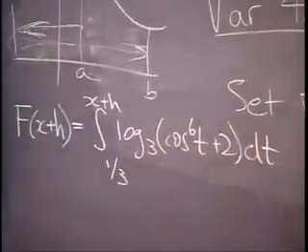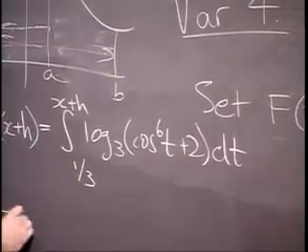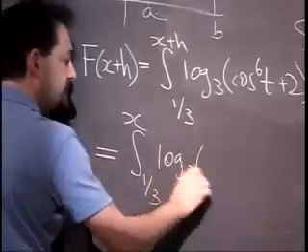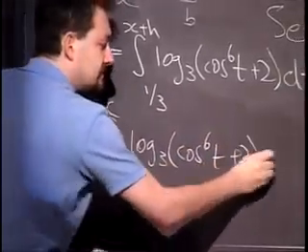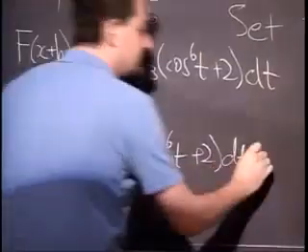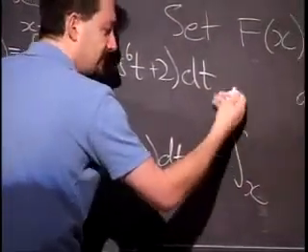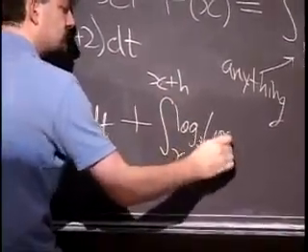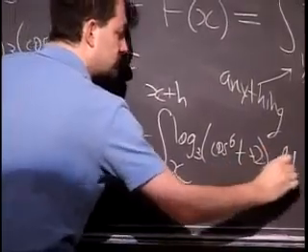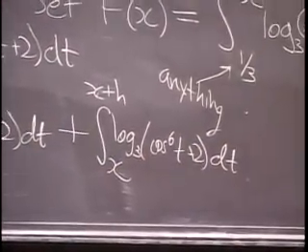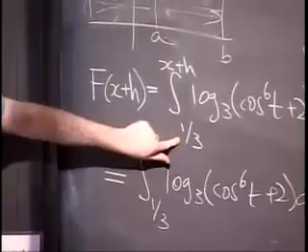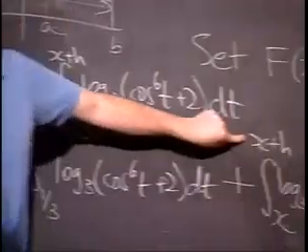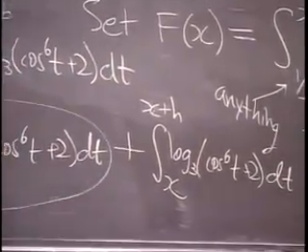Now, we can split this integral up as follows. We'll go from 1/3 up to x of blah, blah, blah, plus the integral from x up to x plus h of the same thing. Just stare at that for a second. F of x plus h, we're going from 1/3 all the way up to x plus h. We can just go from 1/3 up to x, and then from x up to x plus h. And this quantity here is just F of x.